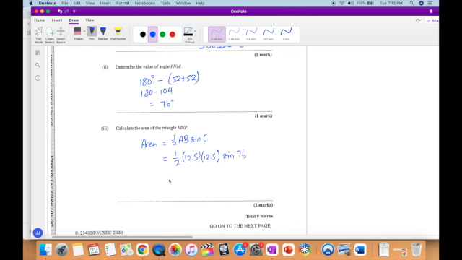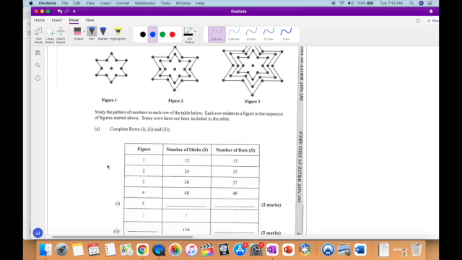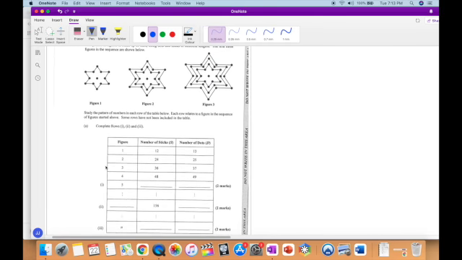Shazay, you worked this out? Yes, sir. How much you got? 75.8 centimeters squared. With these exact numbers, right? Yes, sir. All right, so 12.5 times 12.5 times the sine of 76, divided by 2, equals 75.8. Good job.